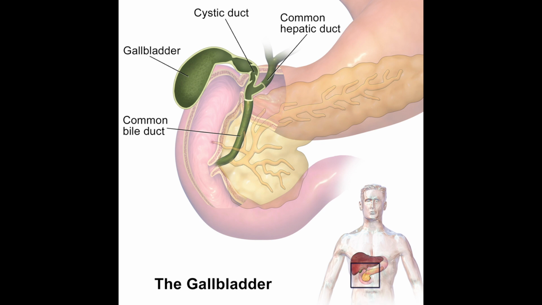Since the gallbladder does not digest anything, it doesn't have a mechanical or chemical digestion, but it is technically chemical digestion because it aids in the chemical breakdown process of fats.